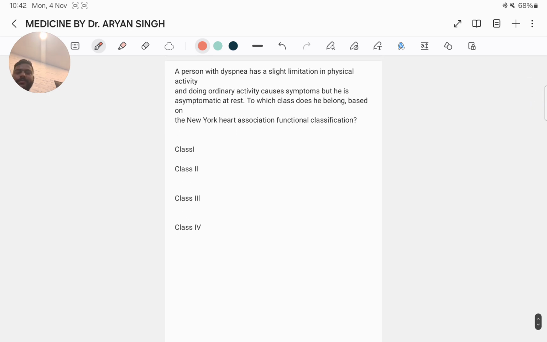Next question: a person with dyspnea has a slight limitation in physical activity, and doing ordinary activity causes symptoms, but he is asymptomatic at rest. To which class does he belong based on the New York Heart Association functional classification? Class 1, class 2, class 3 and class 4. The best answer is class 2 because the patient has dyspnea on light physical activity, there is a slight limitation of physical activity, and he is asymptomatic at rest. This is class 2 NYHA classification.